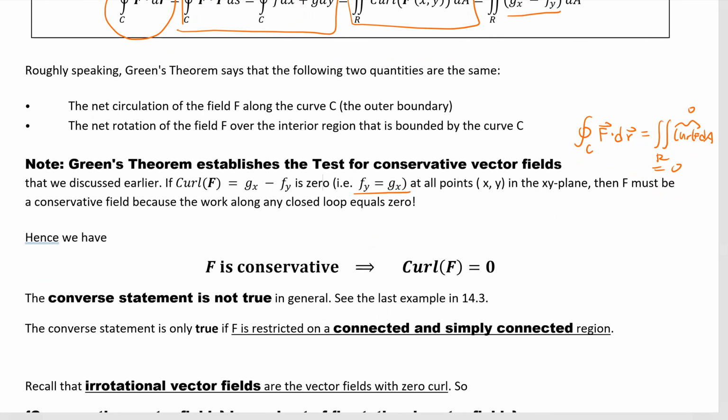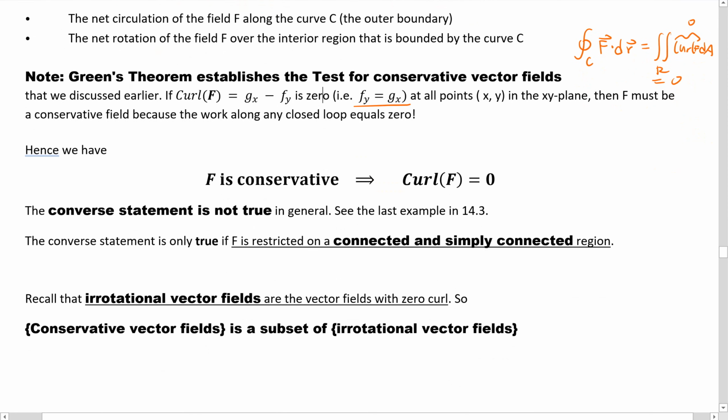Yes, and we also have a theorem that if the circulation is 0 for all simple closed curves, then F must be a conservative vector field. Okay. Next. So hence if F is conservative, then the curl of F is 0. However, the converse statement is not true in general. So to be conservative, we have two conditions, if and only if. Okay, so two conditions.